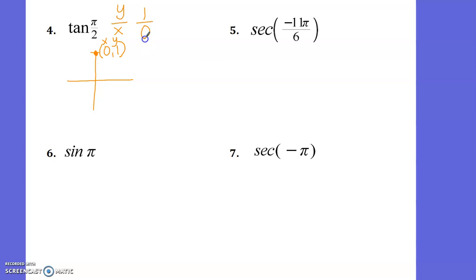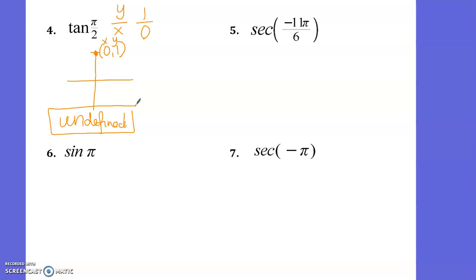You cannot divide by 0. So if you have 0 in the denominator, we say undefined. When we are evaluating trig values, we use undefined, not no solution. No solution is what we use when we're solving an equation and that we cannot solve. So we say undefined here.